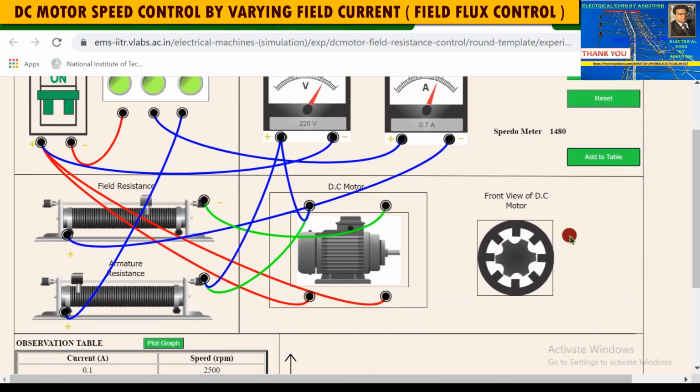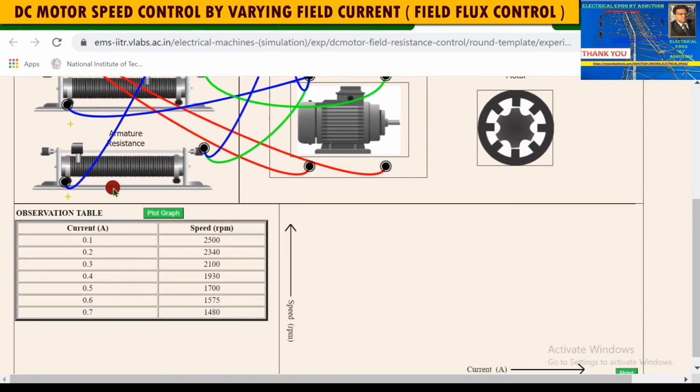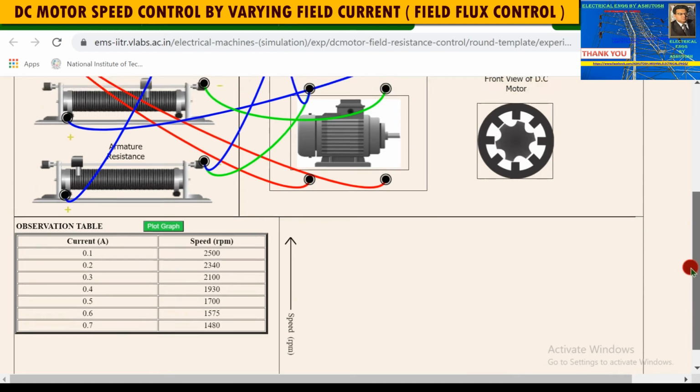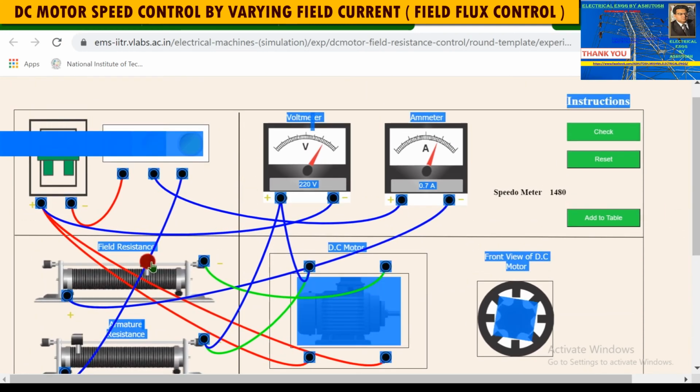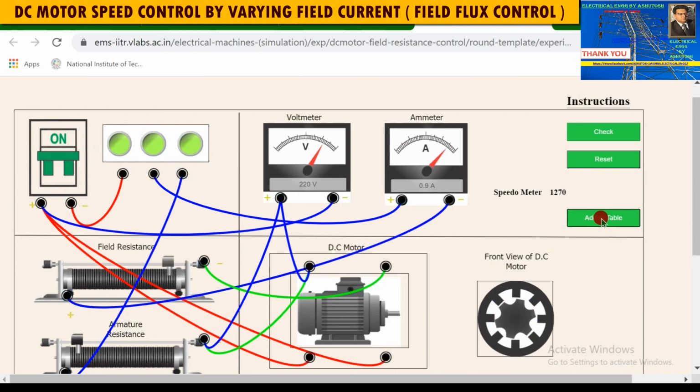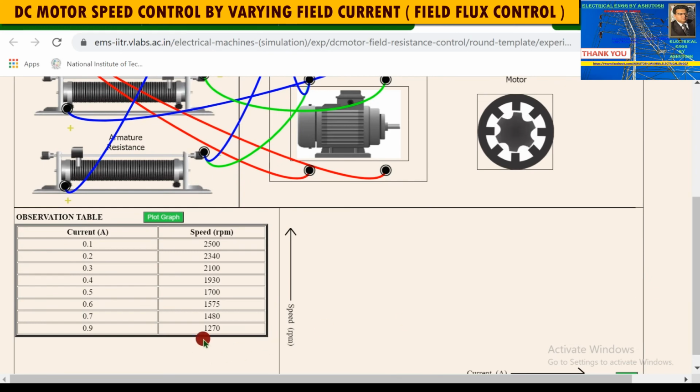So you can see the rotor speed is very low here. Speed becomes 1480 rpm. So you can see from the observation table, the current keeps increasing. This is 0.7 ampere, the latest value. The current value is 0.7 and the speed 1480 rpm, and it is becoming very low. And again you can take more values. Okay, decrease. Okay, decrease. Then it becomes 0.9 ampere and its speed becomes 1270 rpm.